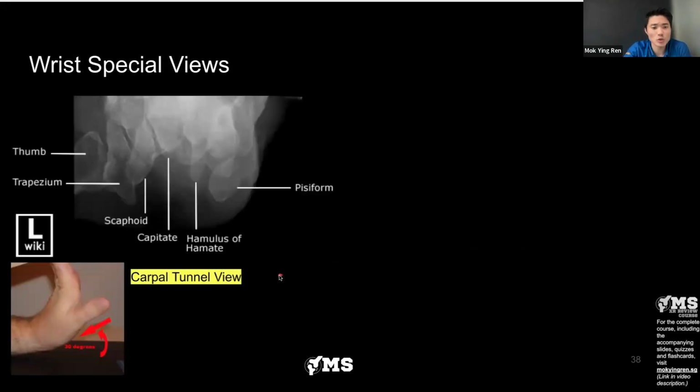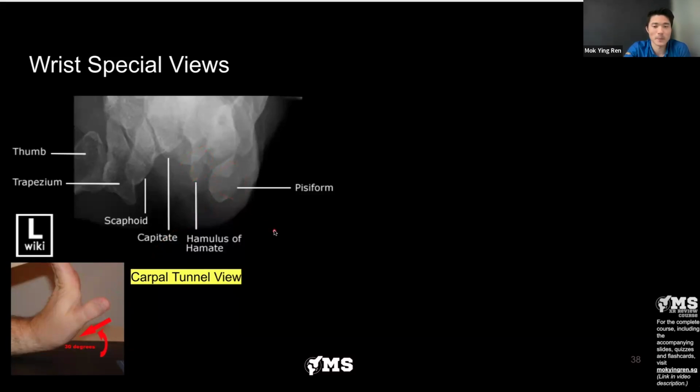Now, there's some special views for the wrist. You may not see them that often, but they are interesting to know. Number one is a carpal tunnel view. As you can see just now, there was the hook of hamate, which cannot be well seen on a PA view. But when you do a carpal tunnel view in this way, you can actually see some of these carpal bones and the pisiform as well.